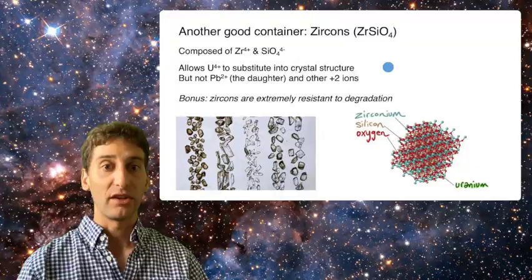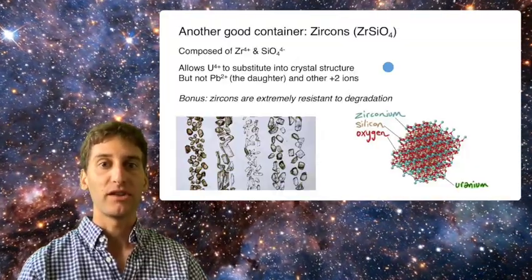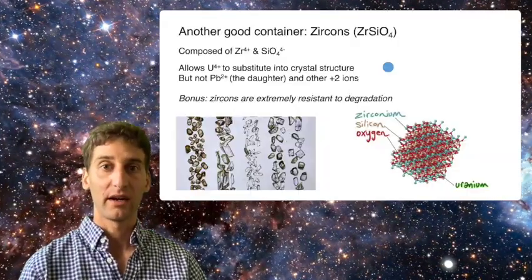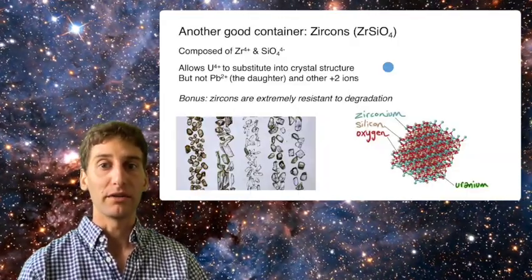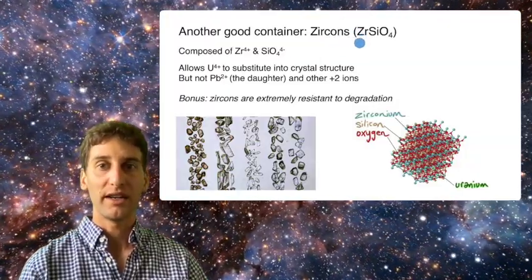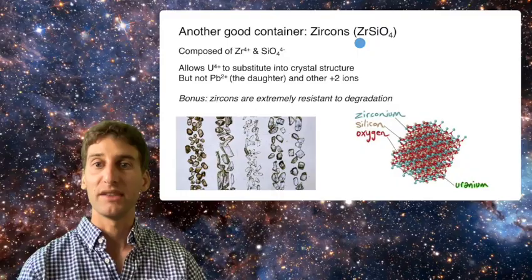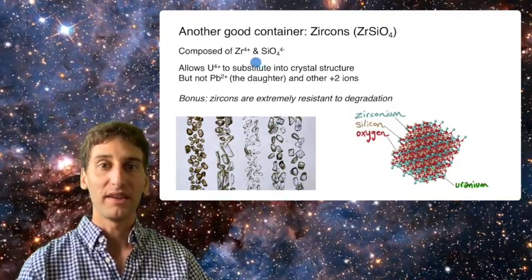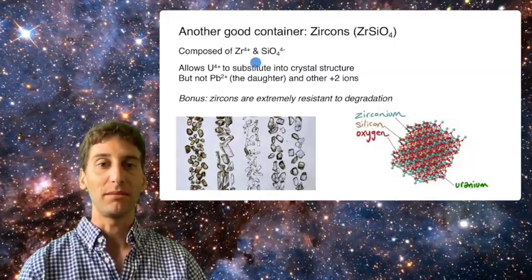Now, this is a great way to study the early objects of our solar system, but what about things on the Earth or on the moon? We need another container. Fortunately, there are other good minerals that serve this function. The best one is probably zircon. So zircon is this zirconium silicate mineral. It's a bit odd, but this is something that is extremely chemically strong.